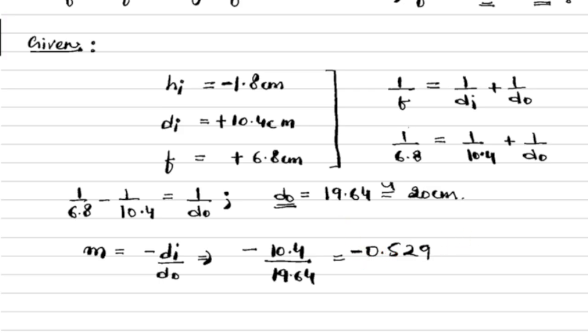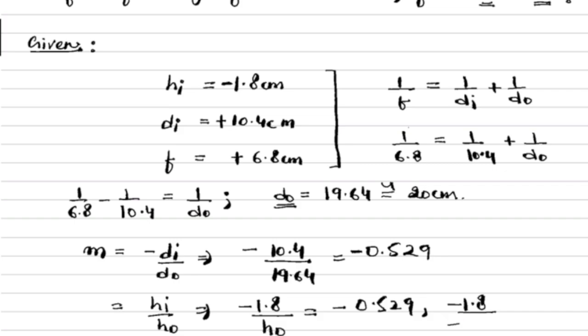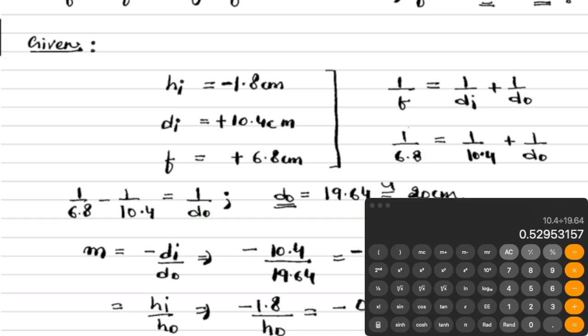Now there's another formula. This magnification we can also calculate by hi divided by ho. Here the sign conventions which we have put become important. So hi I will put as minus 1.8, because it is negative, inverted, and ho I need to calculate, and that has to be equal to minus 0.529. So minus 1.8 divided by minus 0.529 will be my height of the object. Let's bring the calculator again: 1.8 divided by 0.529, and it comes out to be 3.4.